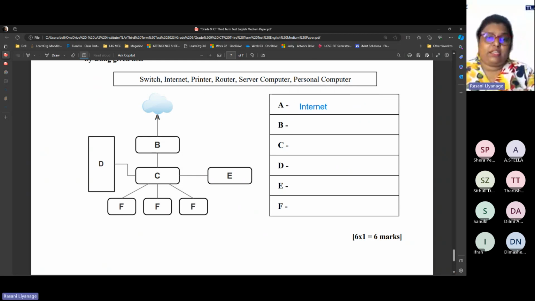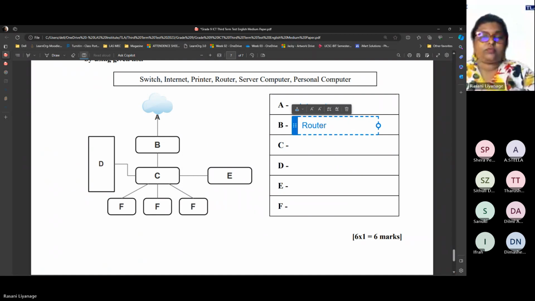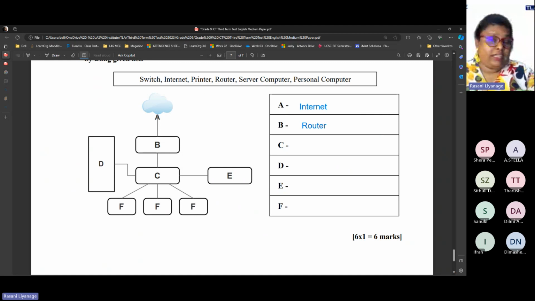B, internet to connect, that is router. What is C? Connecting everything at one point. So C can be the switch.